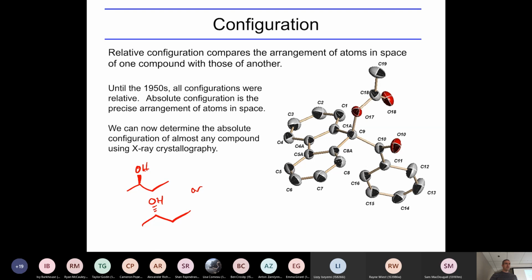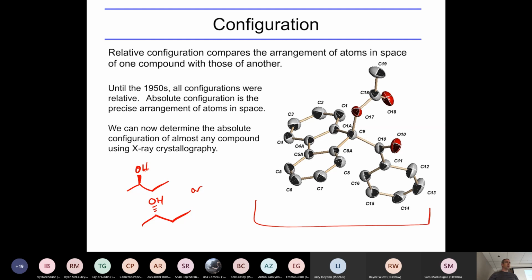But what happened in the 1950s? I think 1951 was the first one that they solved. A new technique came along called X-ray crystallography. What X-ray crystallography is, if you take a compound and you grow crystals of it, and you can blast it with X-rays. The X-rays are diffracted, and from the diffraction patterns, you can mathematically work out the position of all the atoms. And you get an image that looks kind of like this.